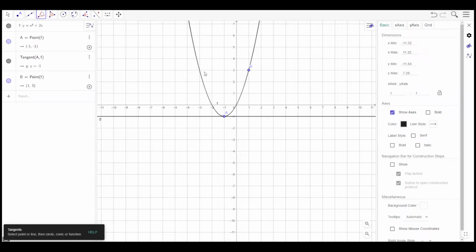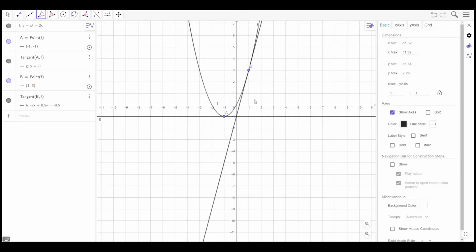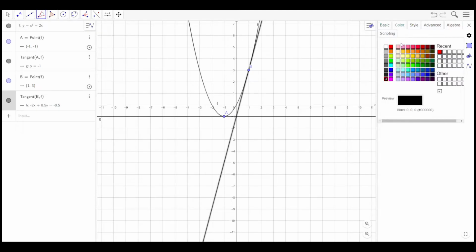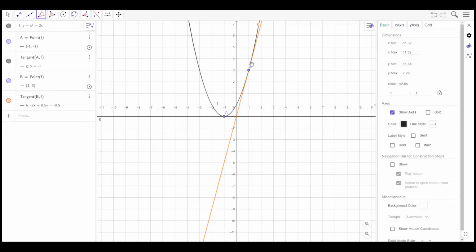So I will take that one, I click on the curve, and I also click on the point B. Okay, so let me change its color to, for example, orange. So this is the line, and if you read the equation from here, it's -2x plus 0.5y equals to minus 0.5. So this is the equation of the tangent line that GeoGebra provides.